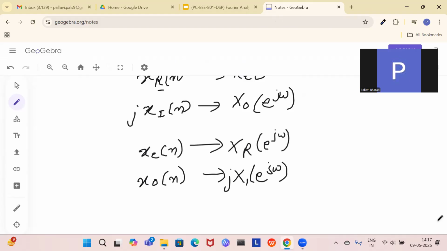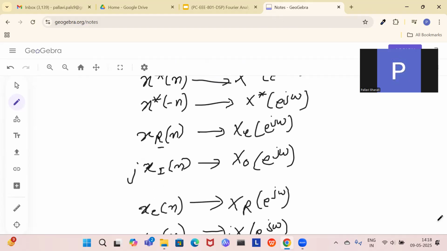Now, if you take only the even part of the signal and do its Fourier transform, what you will get in the DTFT will be only the real part of the full Fourier transform of the signal. An analogous case will happen if you take only the odd part of the signal and do the Fourier transform, then what you are going to get is just the imaginary part of the full Fourier transform of that signal. And the reverse happens. If you take the real part of the signal, you will get the even part of the Fourier transform. If you take the imaginary part of the signal, you will get the odd part.